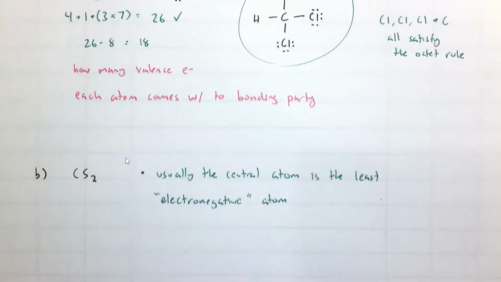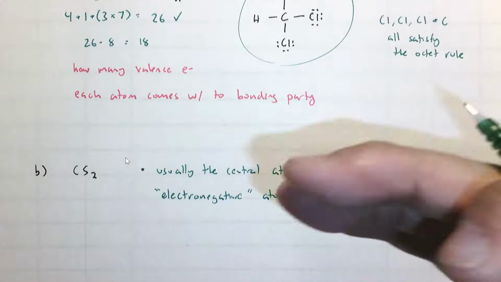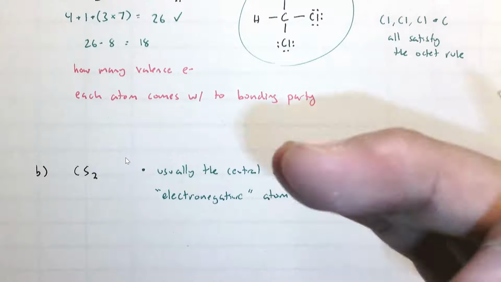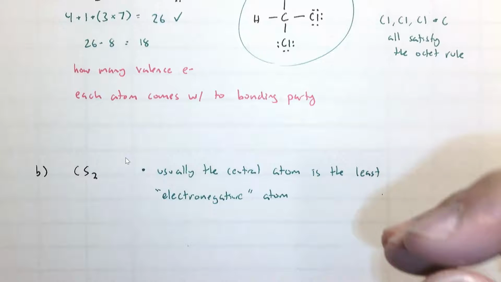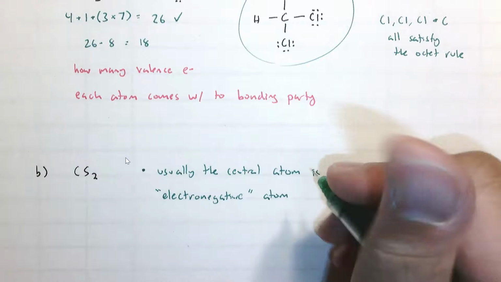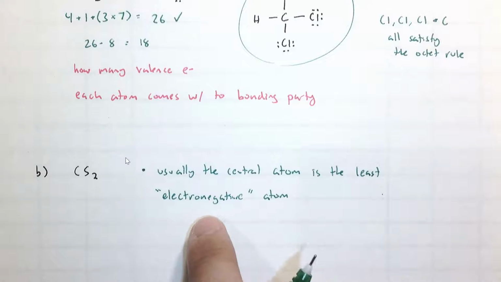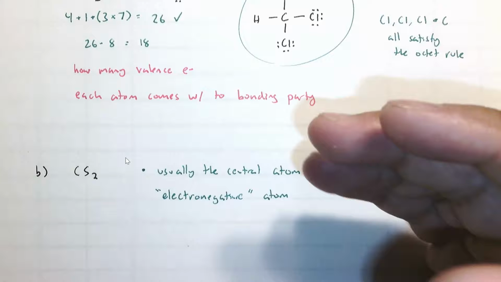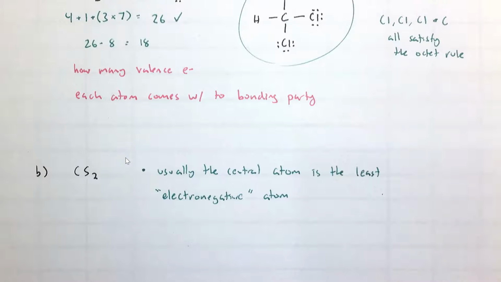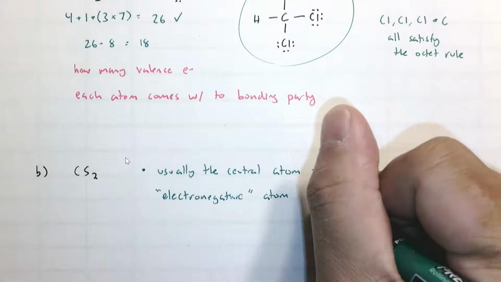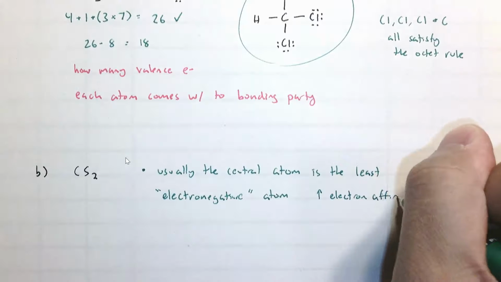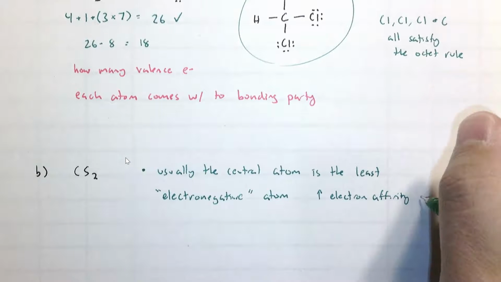What's electronegative? At this point, we haven't talked about electronegativity. It's the propensity of an atom to become negative, to make an anion, or to gain an electron. So the more electronegative an atom is, the more likely it is to become an anion. It actually follows the same trend as electron affinity. So we do know electron affinity: the higher the electron affinity, the more electronegative.